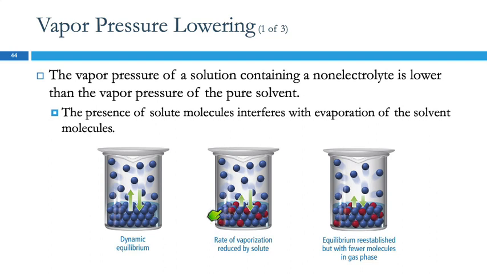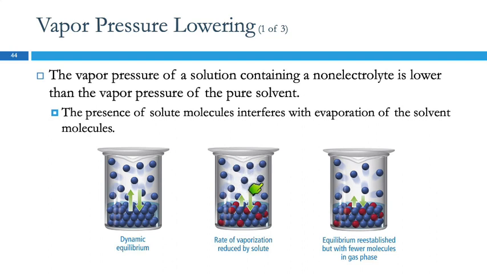It's going to block some of the surface of the water. That's the simplest way to think about it. And so it's going to lower the rate of evaporation, because the water molecules have to get to the surface in order to evaporate. Well, if there's other things at the surface, then there's not as much surface area available to them, right? And we said that the rate of evaporation depends on surface area. So that's going to slow down the rate of vaporization.